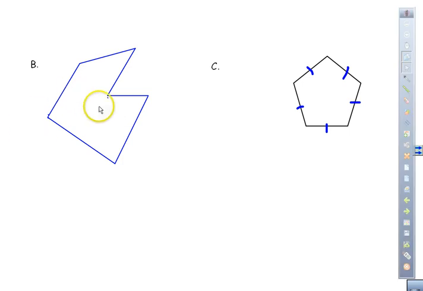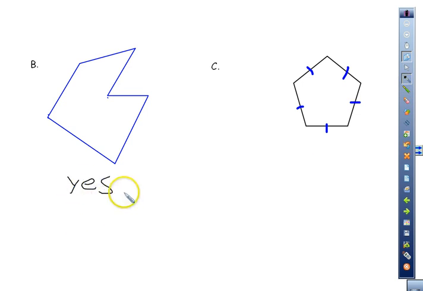Letter B, the answer to this is yes, it is a polygon. Okay, it is a polygon. Is it regular? No, it is not. Okay, and it does say to name it, and you've got 1, 2, 3, 4, 5, 6 sides. Therefore, it would be a hexagon.